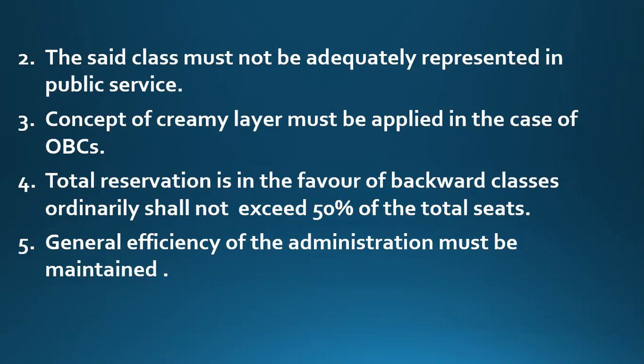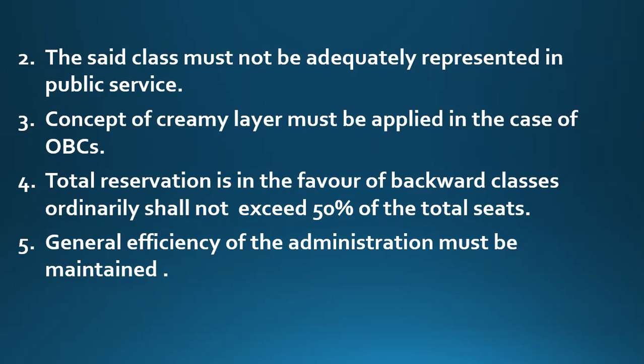So the Supreme Court said that the said class, meaning the class to which the state is giving reservation, must not be adequately represented in public service. And if that class is adequately represented in the public service, then the government has no power to give it reservation. Now what was the third point?